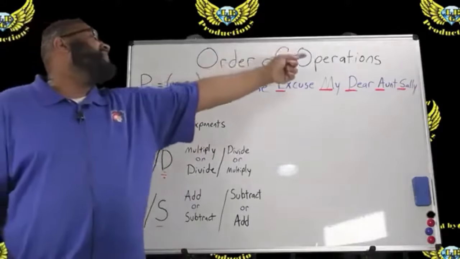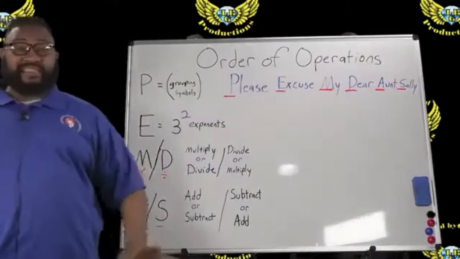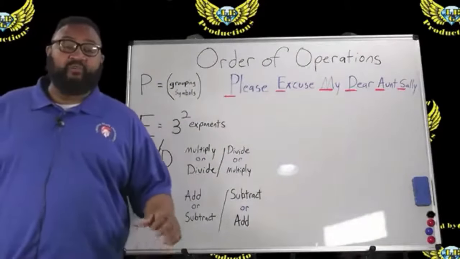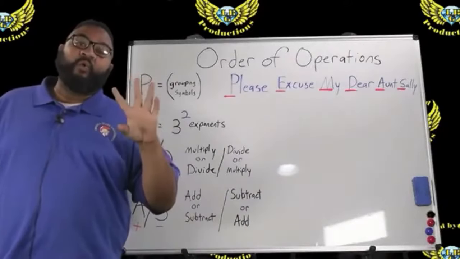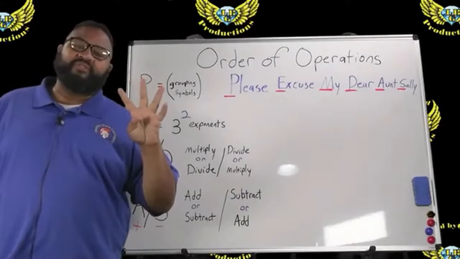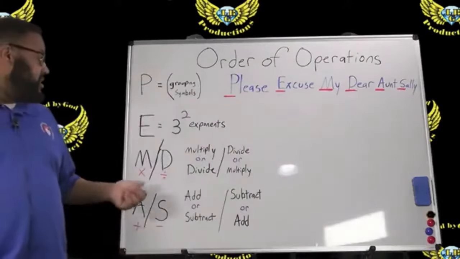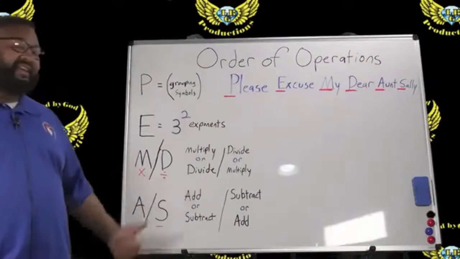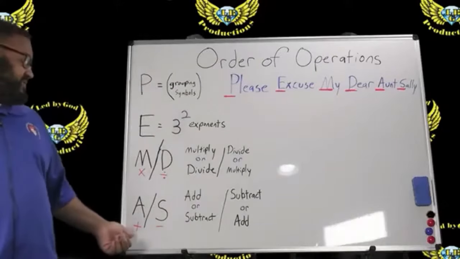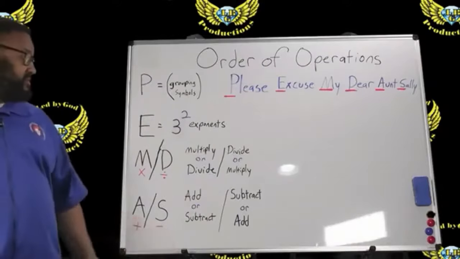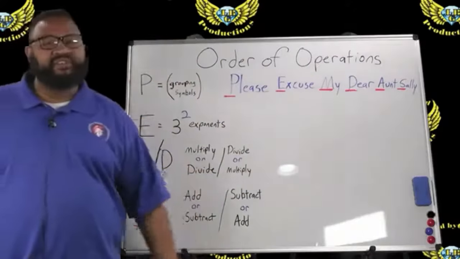Now, the other piece is the operations. As far as the math people know, there are really only 4 operations. 4 operations. What are you talking about, Mr. Jones? Adding, subtracting, multiplying, dividing. Once again, these are the 4 operations. You can either add something, subtract something, multiply something, or divide something. So these are the order of operations.